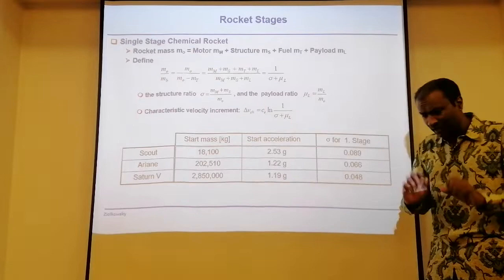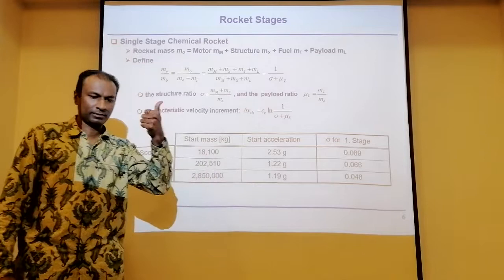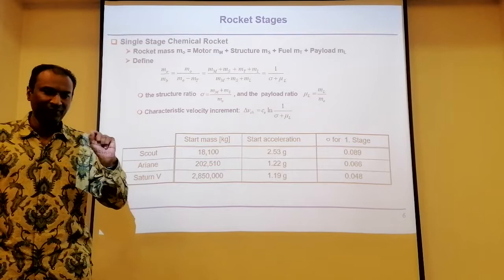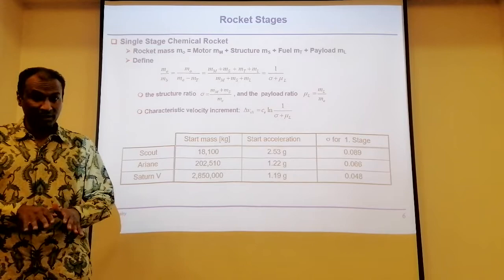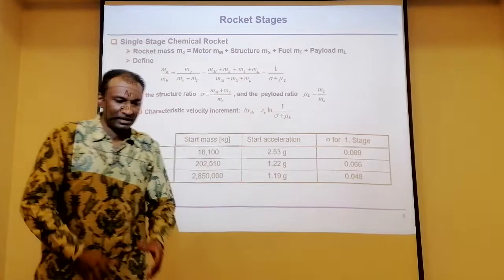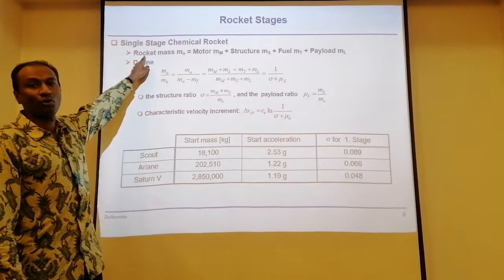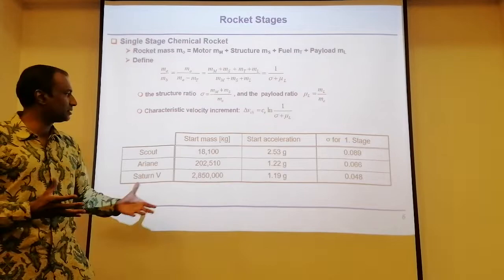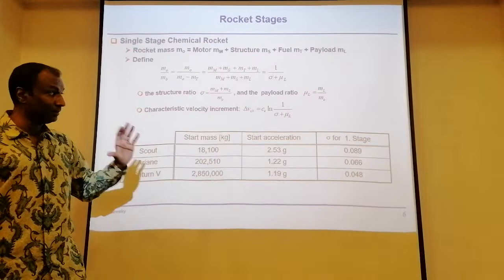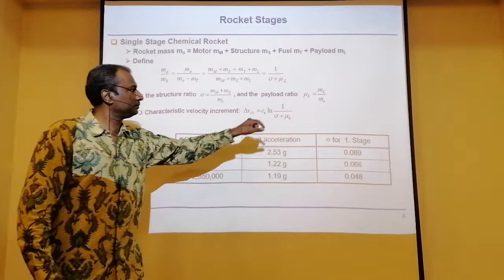Now, please understand, mu L is always good to have high. Sigma is good to have low, but bear in mind, it may affect your start acceleration because since the sigma is smaller, you tend to put more mass into the payload. That means you are carrying a bigger satellite. When you carry a bigger satellite, that mass is going to add to your rocket mass. So when the rocket mass is bigger, it is going to pull your start acceleration. So that's important. But it's good to understand that lower sigma is good and higher mu is good.